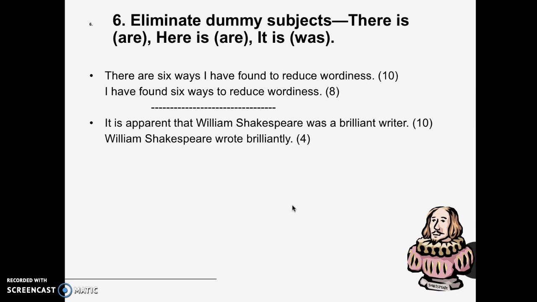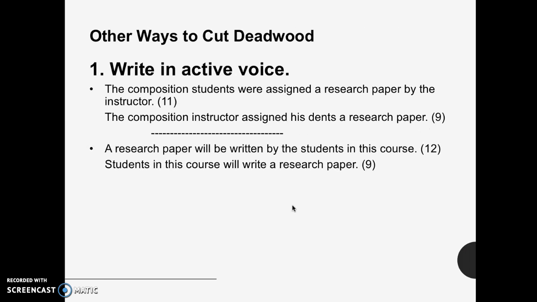So as you see in that first sentence, there are 6 ways. Revise that to say, I have found 6 ways. That second sentence, it is apparent, and just get rid of that completely to say that William Shakespeare wrote brilliantly. So lots of ways that you can reduce wordiness. There are some other ways to cut deadwood, and these take a little bit of work.